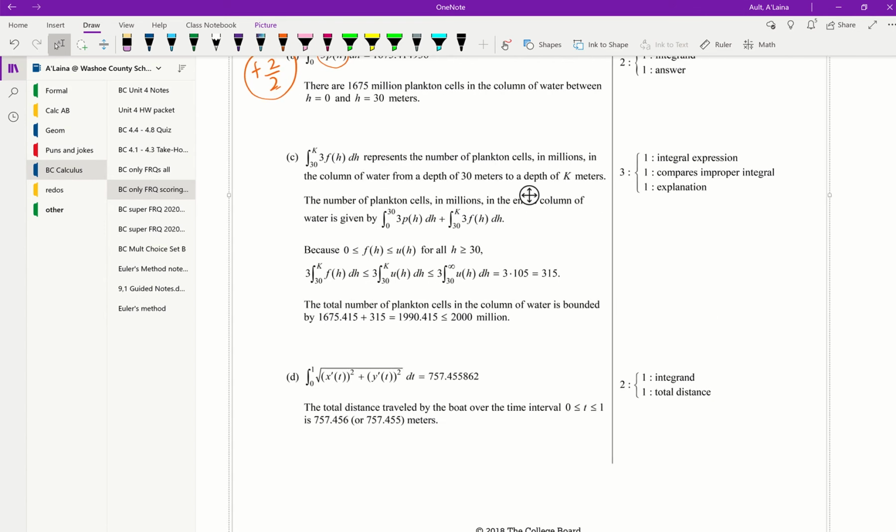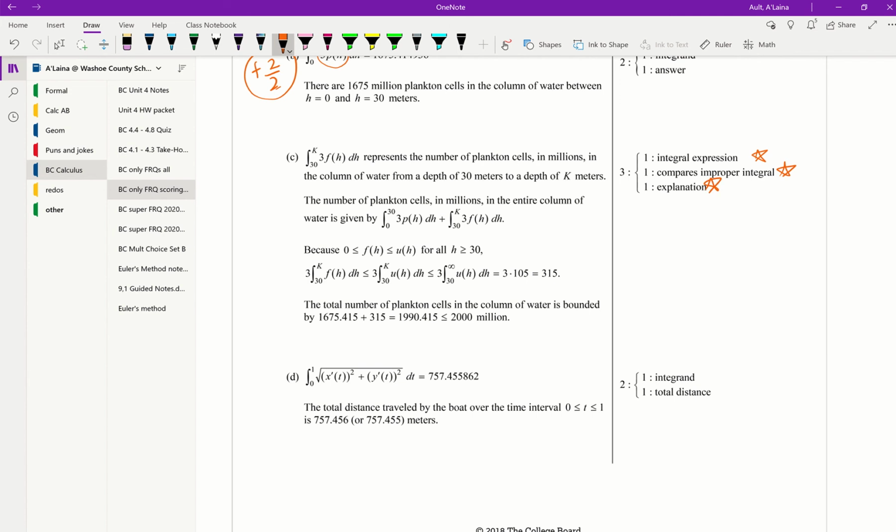And so we have, all right, an integral expression. That's correct. It compares the improper integral. We did it verbally. They are doing it in writing. I think theirs is probably more powerful than the way that I did it. And then an explanation to show that it would have to be less than that.